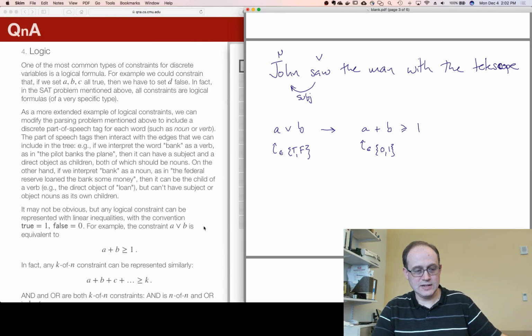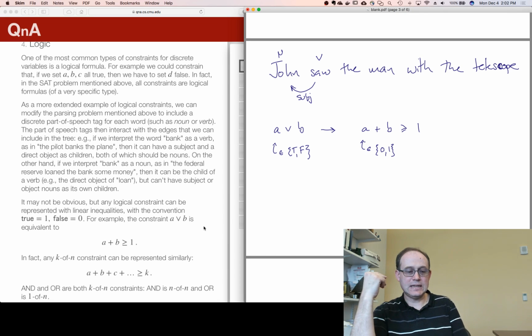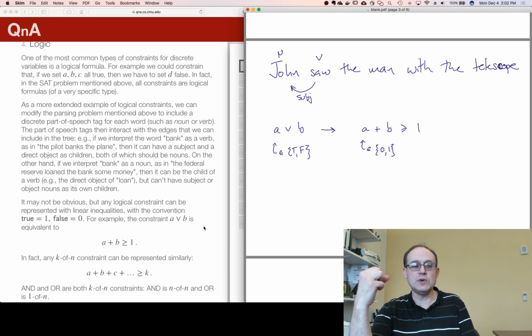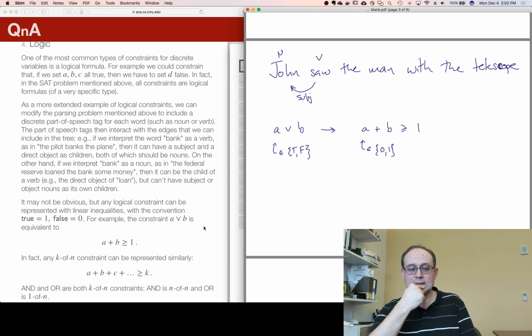All right. So let's talk now about how to model different kinds of constraints. One of the most common constraints is a logical formula. For example, if we set all of A, B, and C to be true, then we must set D to be false. That would be a logical constraint. SAT is an example where all of the constraints are logical formulas of a particular form.